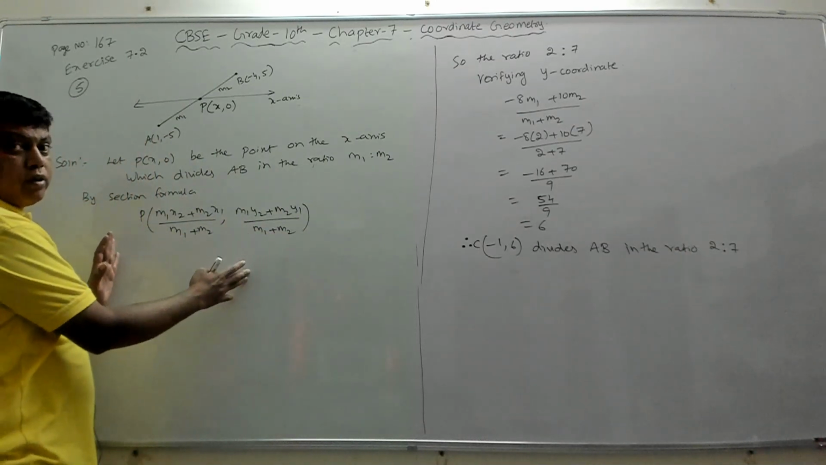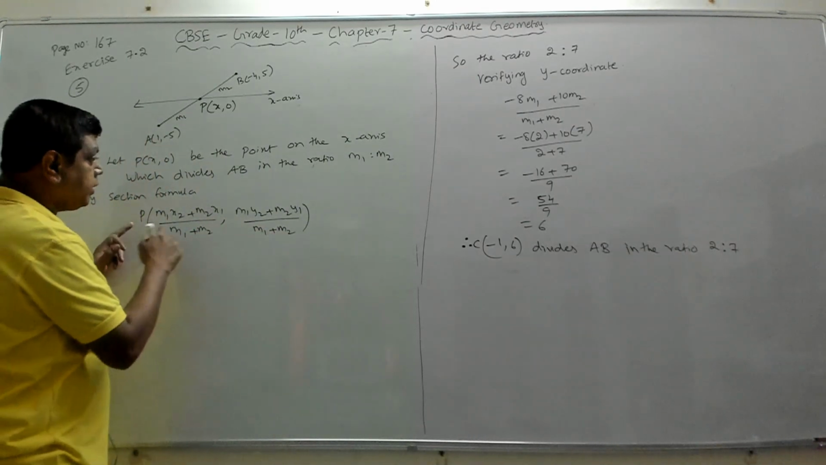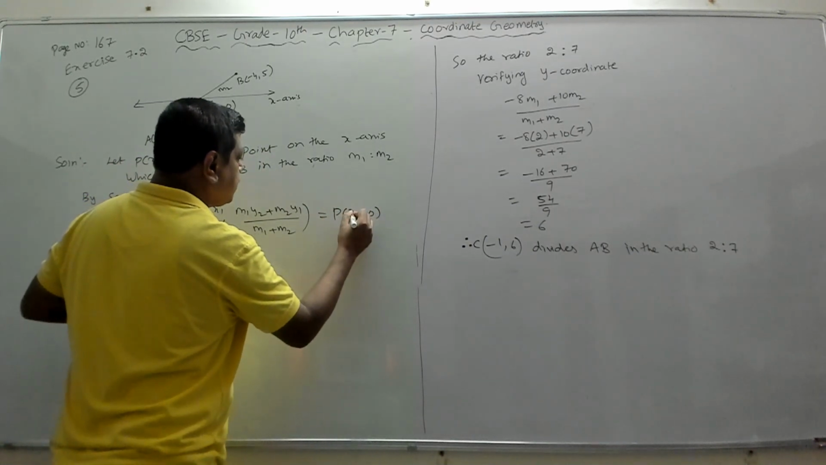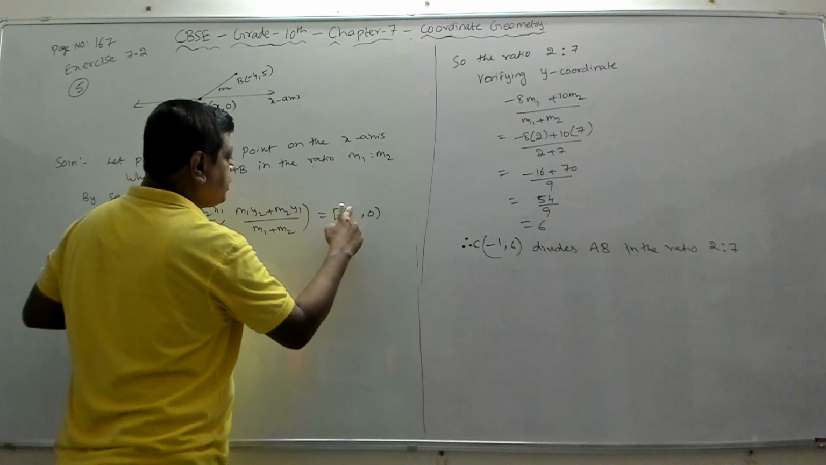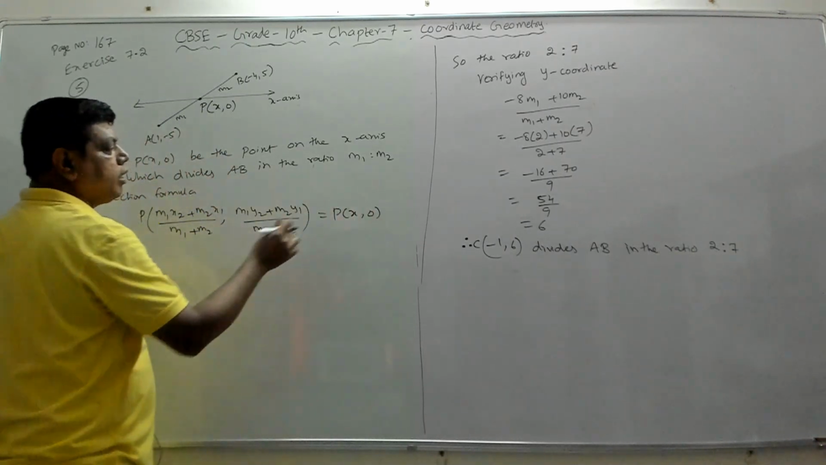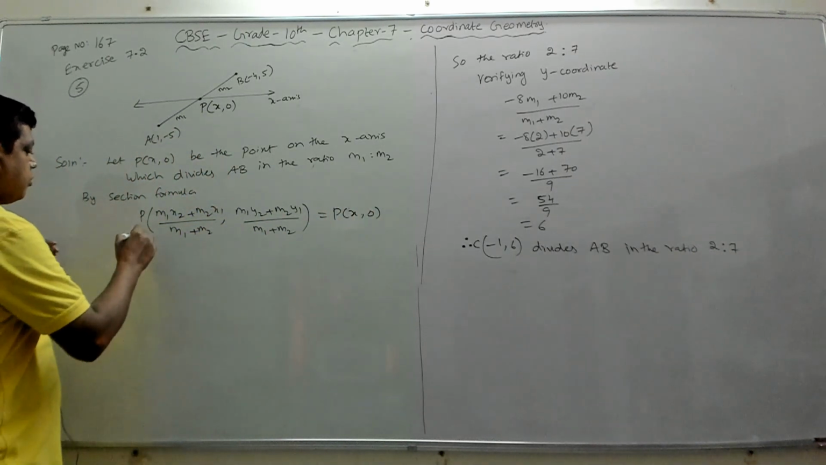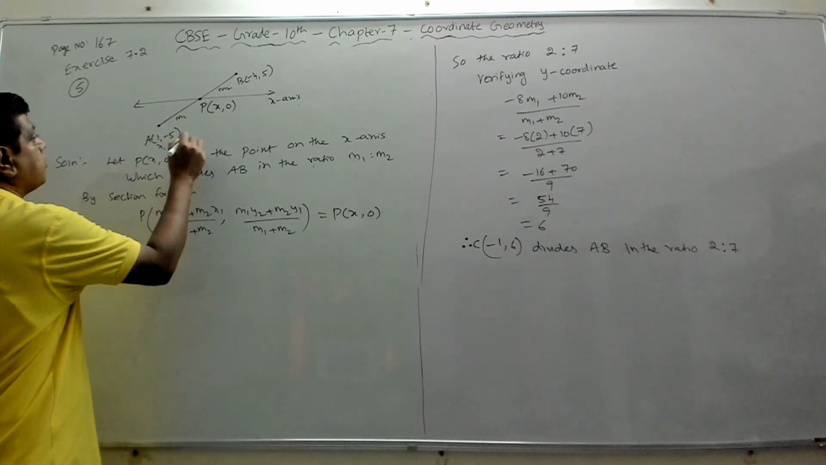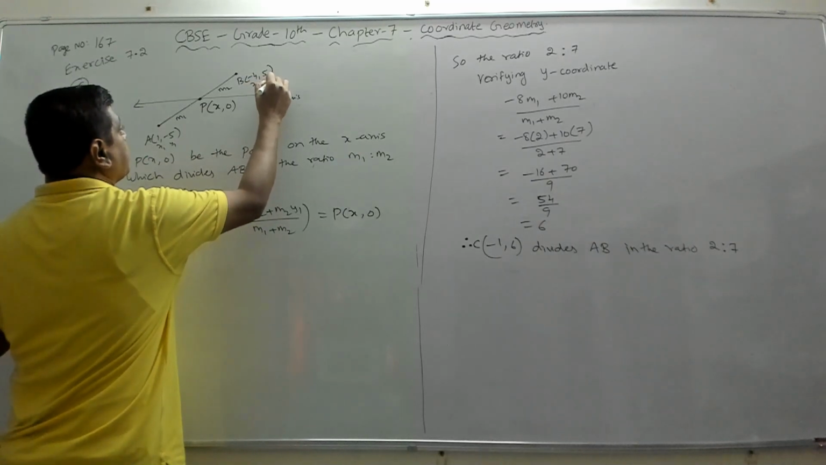And the section formula is going to give the point P, that is the same as the given point P of x comma 0. The point is not given, but we know that point P is x comma 0. Only thing is we don't know the x coordinate, but the y coordinate we know is 0. So now this becomes P of, let's substitute. This is your x1 y1, this is your x2 y2.